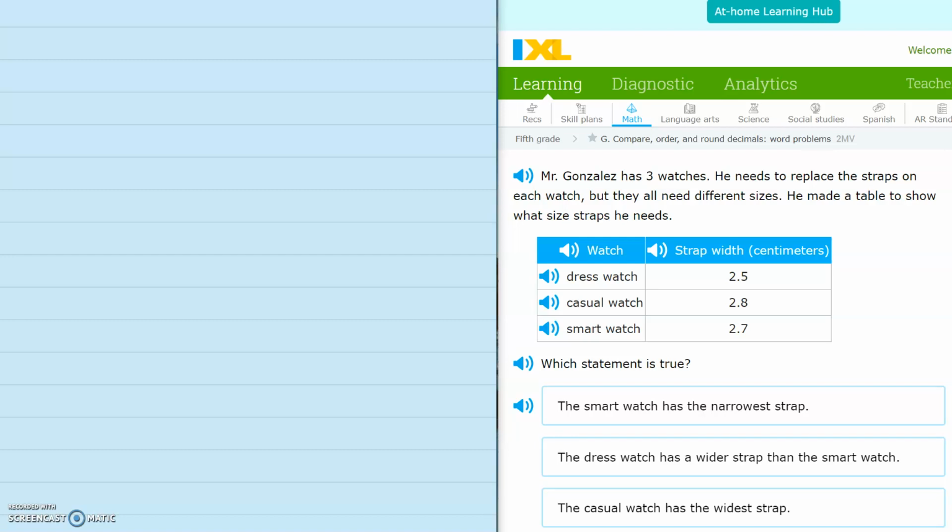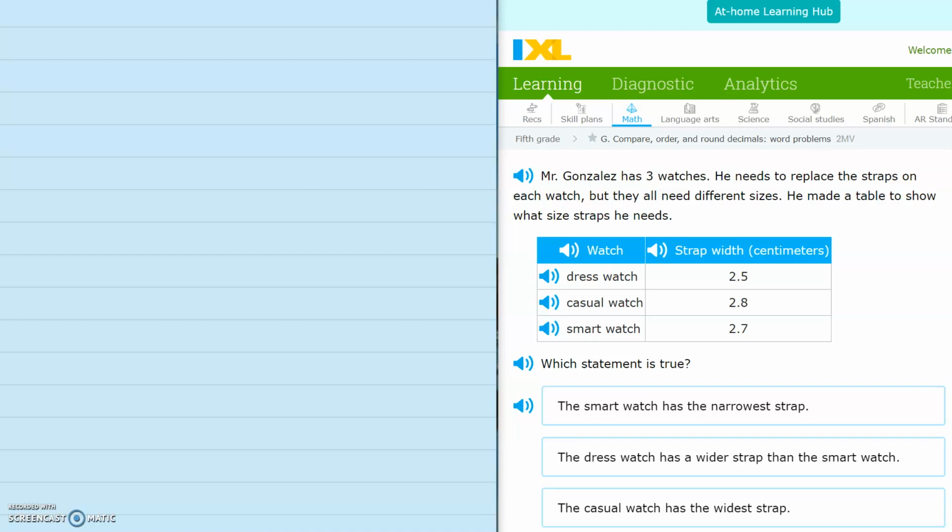And then it gives us some statements and we've got to decide which is true. So the first statement says the smartwatch has the narrowest strap. The next one says the dress watch has a wider strap than the smartwatch. And then the last one says the casual watch has the widest strap. Okay, so we need to put these in order so we know which one's the narrowest and which one's the widest. So let's write down our numbers first.